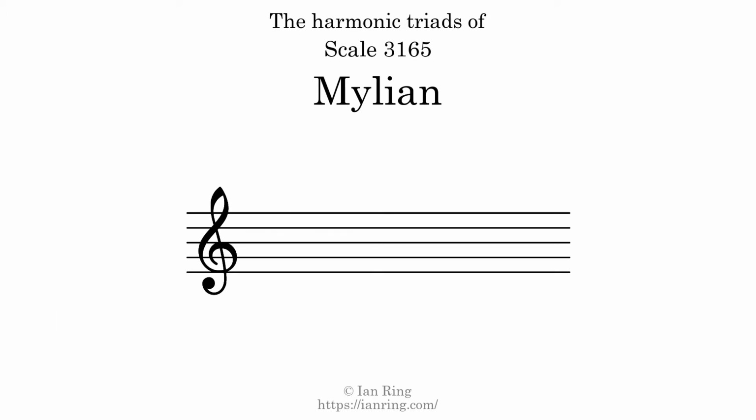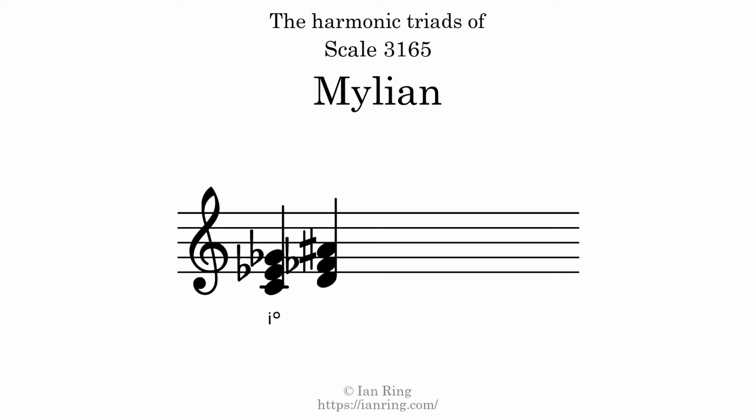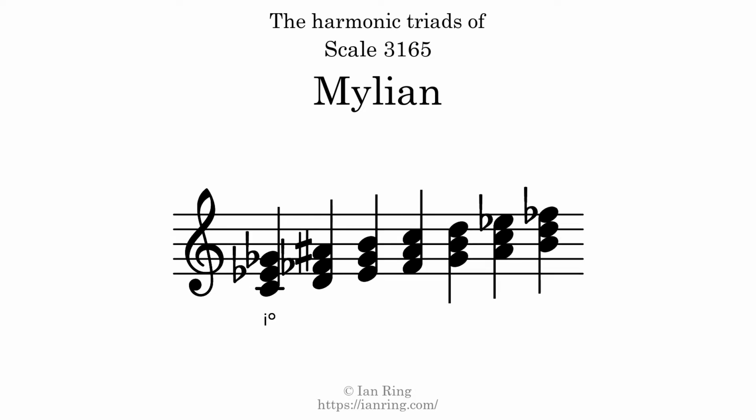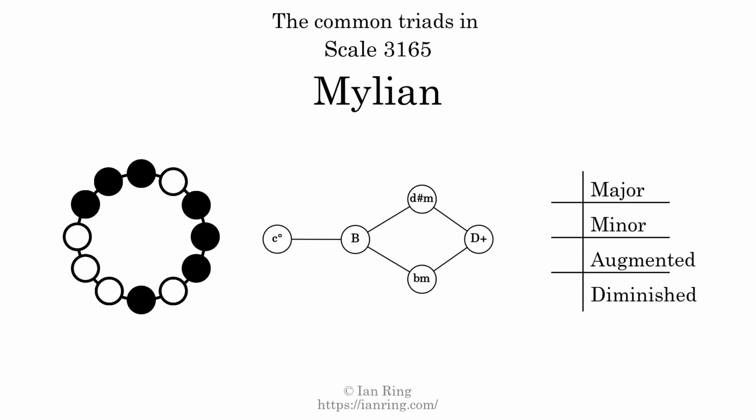1100101101. Here are the harmonic triads present in this scale. Diminished, unnamed, unnamed, unnamed, unnamed, unnamed, unnamed. Here are the common triads present in this scale. The diagram in the center is a graph of parsimonious voice leading between triads.